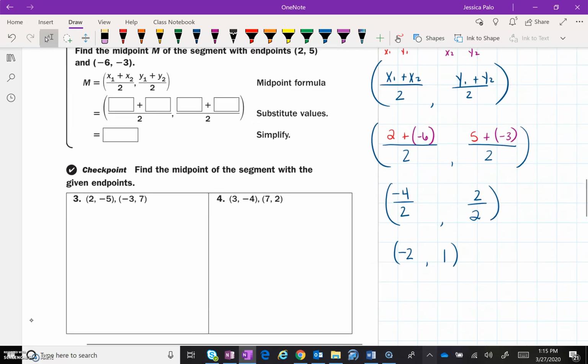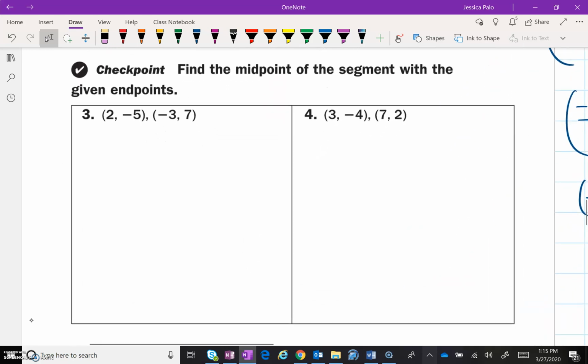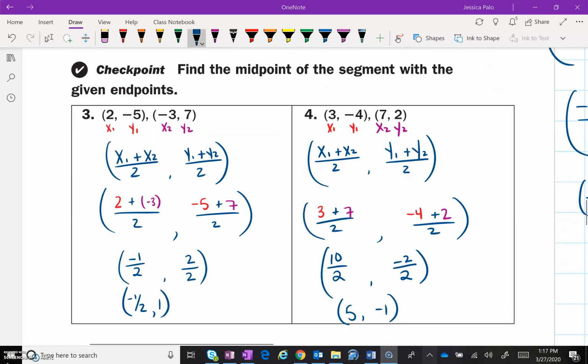Now there's 2 checkpoint problems. Do those and come back when you are finished. Midpoint, midpoint, what do? Add them together and divide by 2.